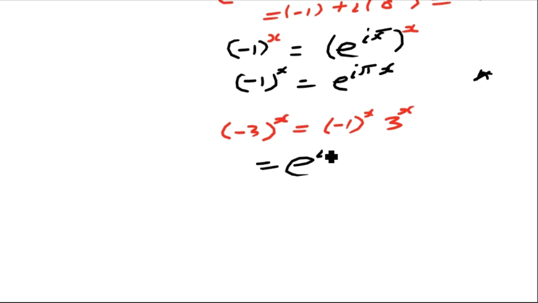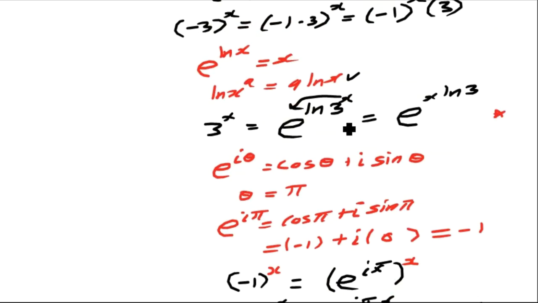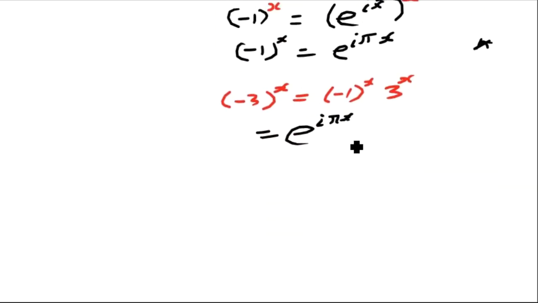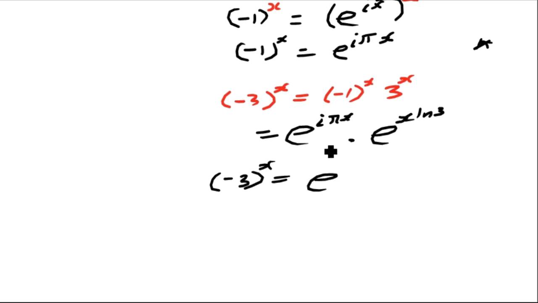So if you substitute there, you get exponential i pi x, then 3 raised to power x. We found 3 raised to power x to be exponential x ln of 3, so it is times exponential x ln of 3. Again, by the laws of indices, if you have the same base with multiplication sign, you add the powers. So negative 3 raised to power x will be exponential, same base e, and you add the powers: i pi x plus x ln of 3.